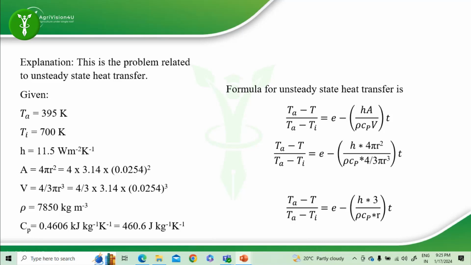So substitute the formulas and you get the value as (Ta minus T) divided by (Ta minus Ti) as e to the power minus h into 3 divided by rho Cp r into t. Clear till this point? Yes, ma'am. Okay, fine. So moving on, we will be putting the values. We will put the values for Ta, Ti, h, rho, Cp and r.